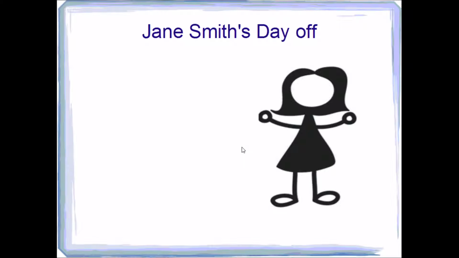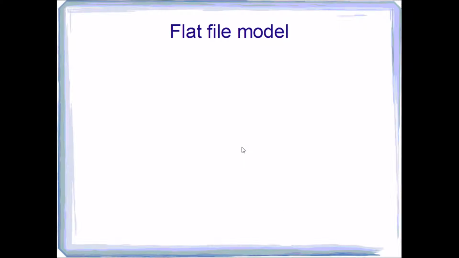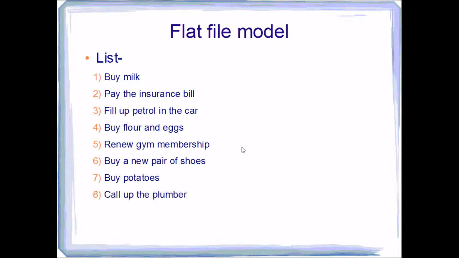This is Jane Smith. She has a day off from work tomorrow. She intends to spend it by completing several pending errands. Before she goes to bed, she makes sure that she writes a list so she doesn't forget anything. The list looks something like this: buy milk, pay the insurance bill, fill up petrol in the car, and so on. Now Jane has come up with a list of 10 items and she's clearly made it up as she went along. This is an example of a flat file database model.